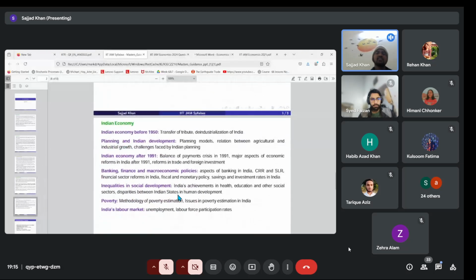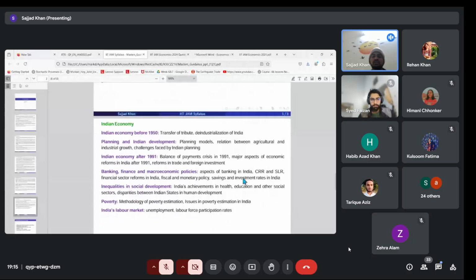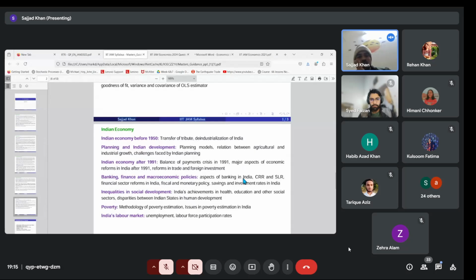And finally, Indian economy. The Indian economy syllabus is not directly defined. Actually, there is not a strong, solid source book for this Indian economy. But I want to tell you one book, which is Uma Kapila. Another is the India NCERT from 11th class.